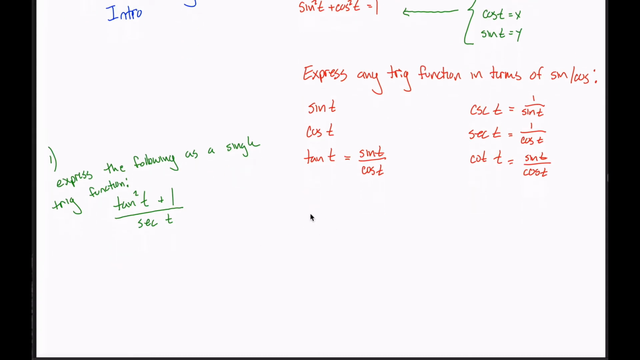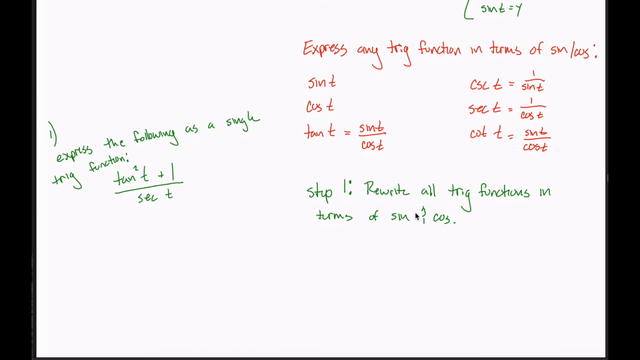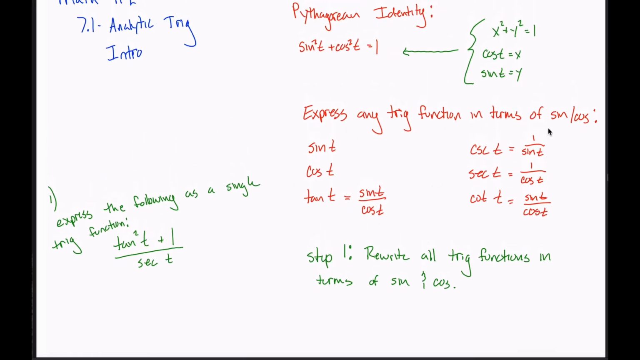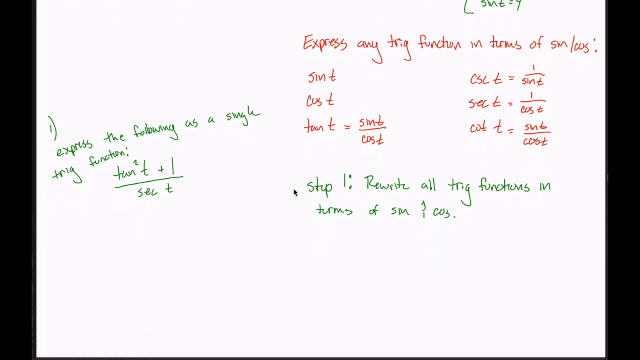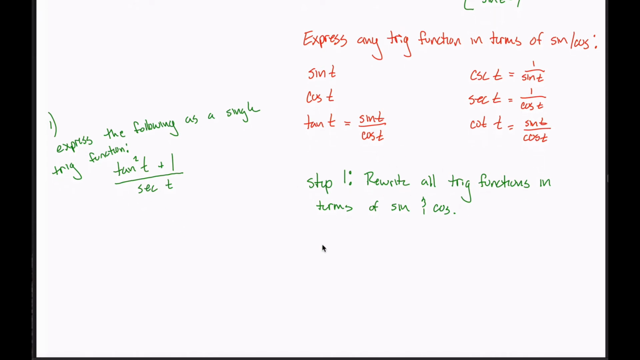Your first step is to rewrite all of your trig functions in terms of sine and cosine. What do I mean by that? If you stare at this thing, you see tangent squared and you see secant. However, a minute ago, we talked about how you could express any of your 6 trig functions, including tangent and secant, in terms of just sine and cosine. Your first step will just be to change anything that's not a sine and cosine into sines and cosines.